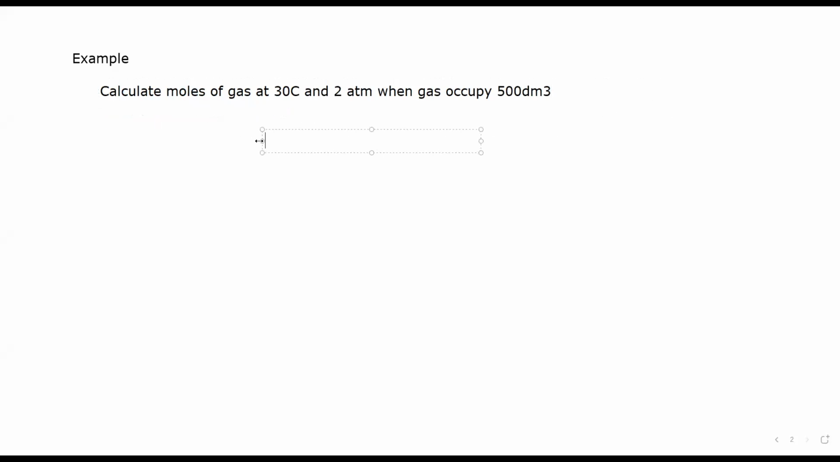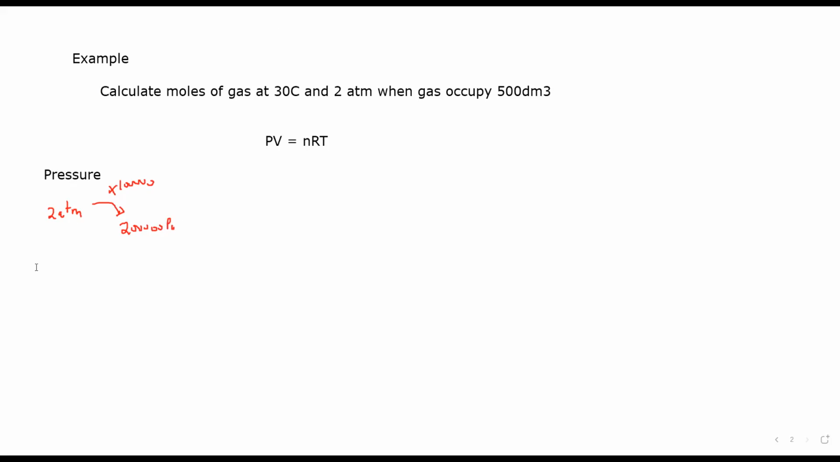So first thing, the equation, as we know, the equation is PV equals nRT. P is the pressure. In the question, the pressure is given as 2 atm, but I need pressure in Pascal. If I want to convert atm into Pascal, I should multiply by 100,000. So 2 multiplied by 100,000 will be 200,000 Pascal.